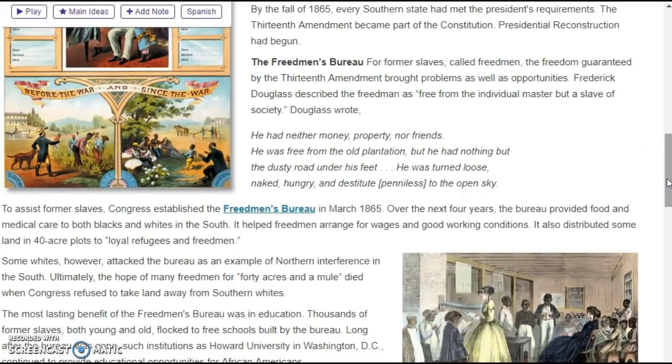The Freedmen's Bureau. For former slaves, called freedmen, the freedom guaranteed by the 13th Amendment brought problems as well as opportunities. Frederick Douglass described the freed man as free from the individual master, but a slave of society. Douglass wrote, "He had neither money, property, nor friends. He was free from the old plantation, but he had nothing but the dusty road under his feet. He was turned loose, naked, hungry, and destitute, penniless, to the open sky."